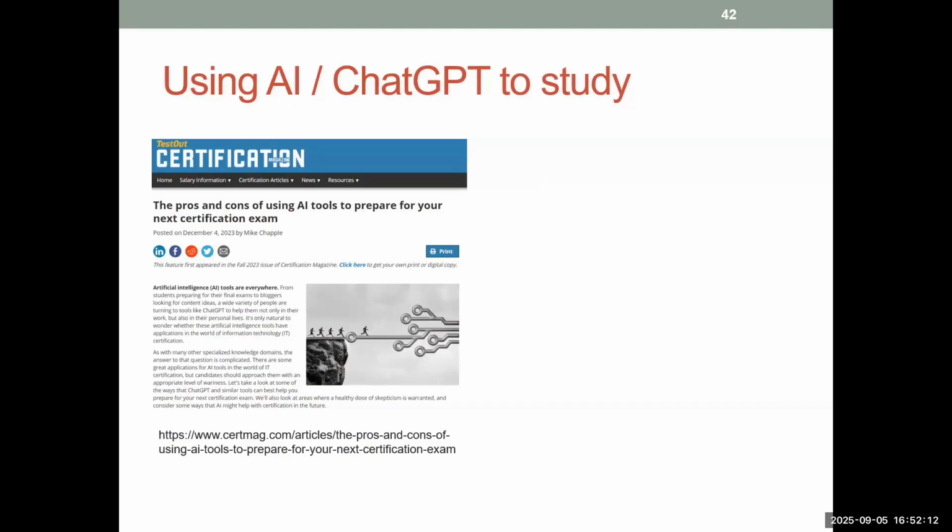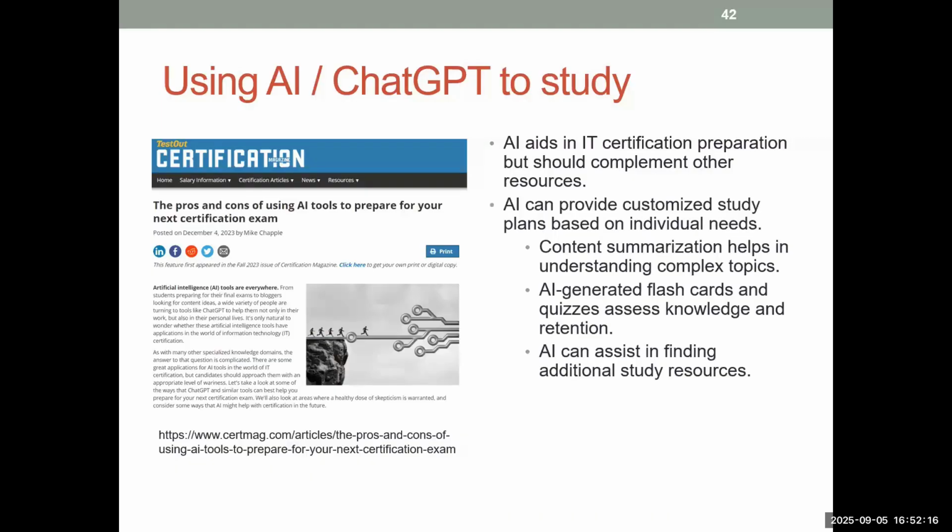ChatGPT, AI, yep, you should and could and probably will be using it. It can help you summarize content. It can help you generate flashcards. It can help you find additional study resources. So I again encourage you to find and use whatever AI tool is working best for you, because that's the way the world is going, and you need to get good at that as well.